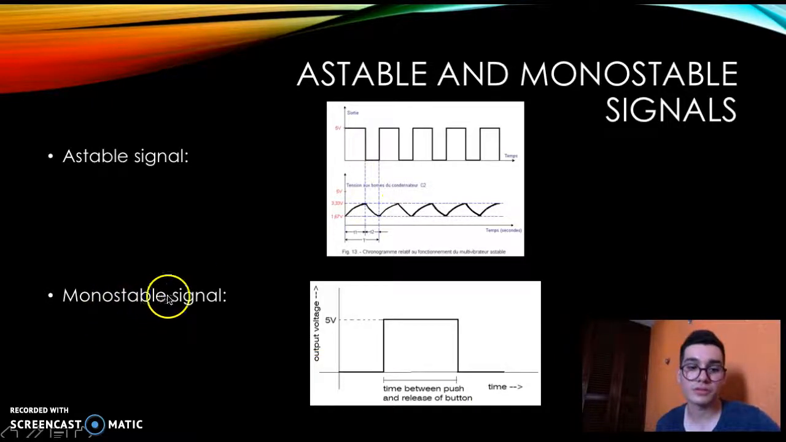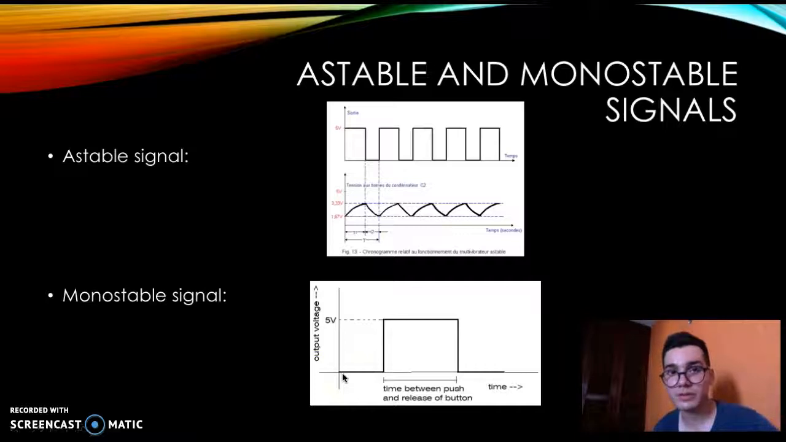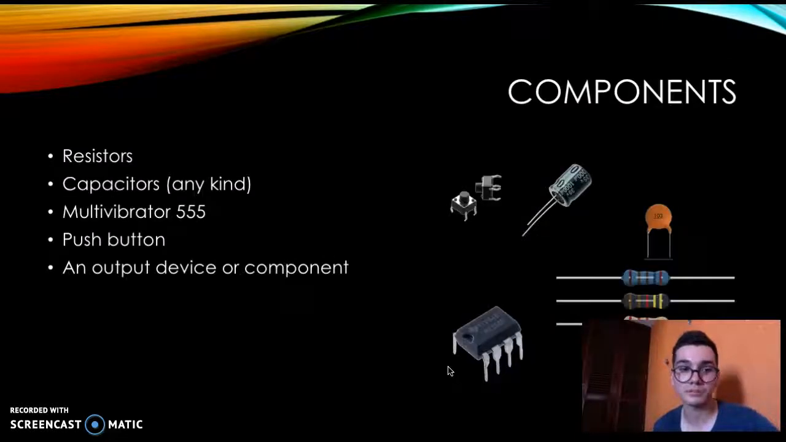And then we have the monostable signal. The monostable signal is kind of different because in this case it stays on the zero, and then when activated with the voltage it changes to the 1, but as you can see it stays like that for a period of time and then resets itself to the 0. Okay, so that's the basics of the project, the astable and monostable signal.